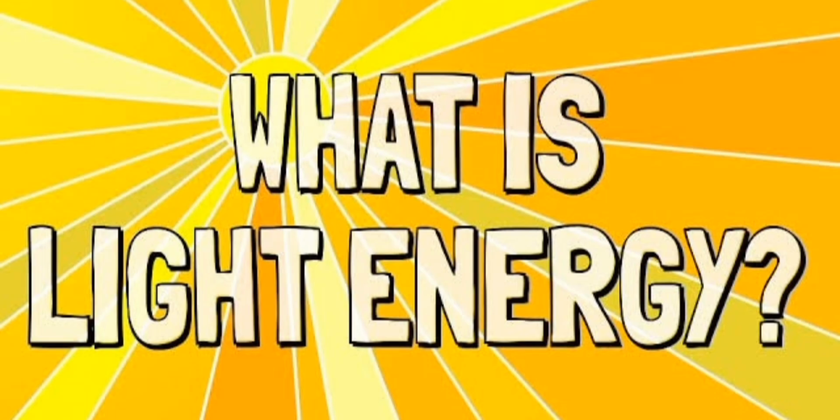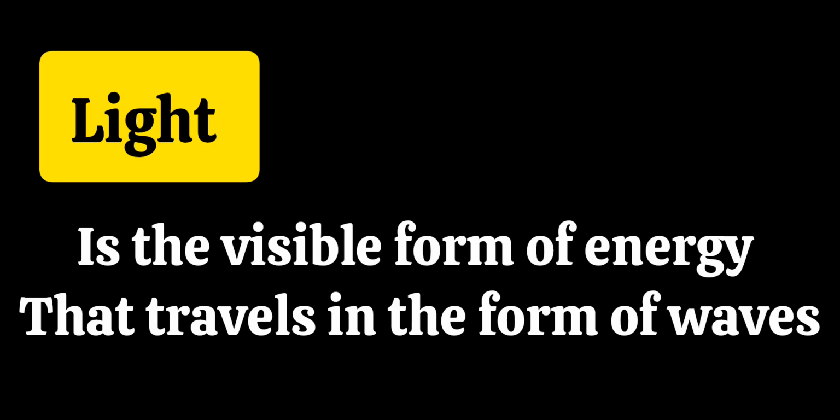First, let's define the word light. What is the meaning of light? Light is the visible form of energy. What's the meaning of visible? Visible means I can see it. So light is a visible form of energy, a type of energy that I can see. Light is a visible form of energy that travels in the form of waves.